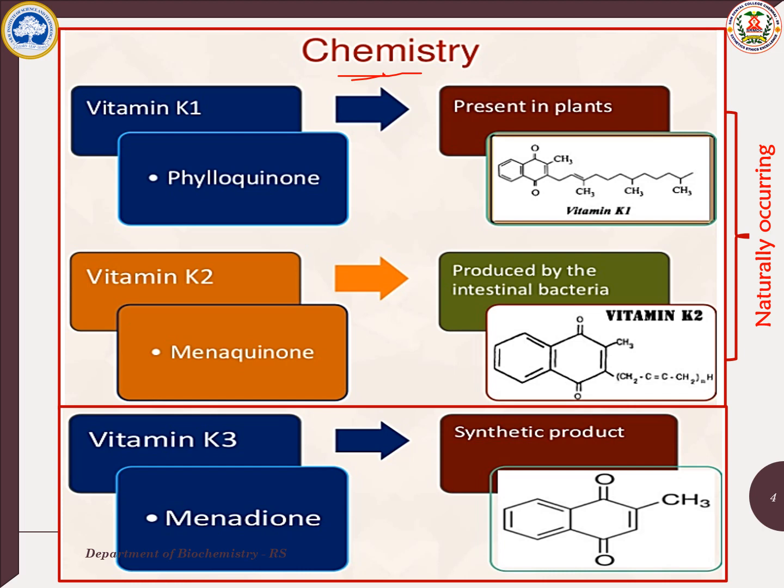a side chain. These two, phylloquinone and menaquinone, are naturally occurring because they are present in plants and intestinal bacteria. Whereas vitamin K3 is menadione, which is synthetically produced. All the commercially available vitamins are in the form of vitamin K3, which is menadione, which has only an H atom as a side chain.